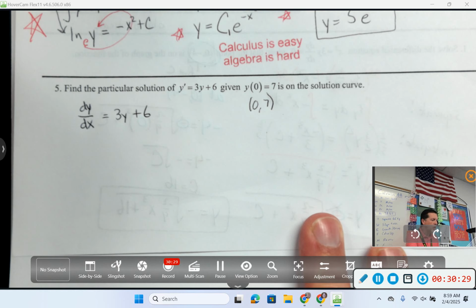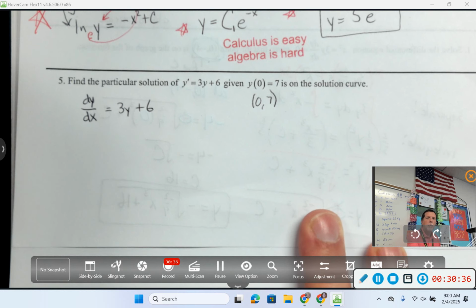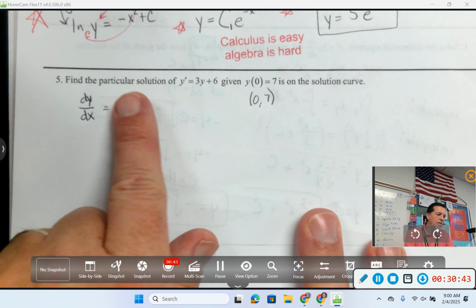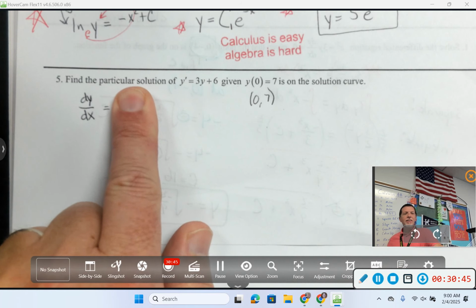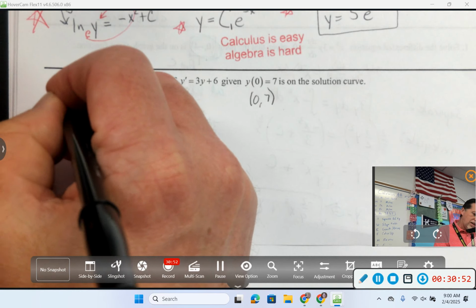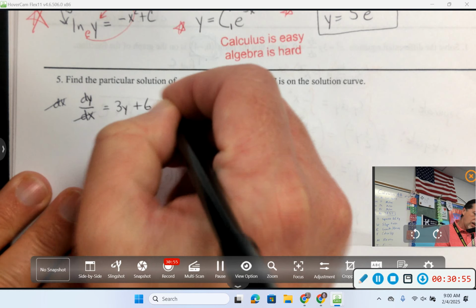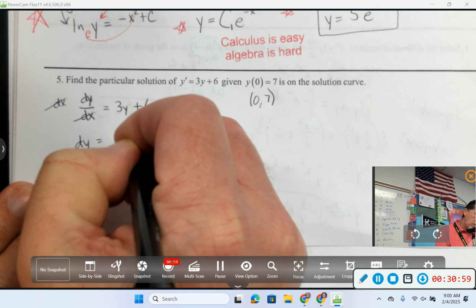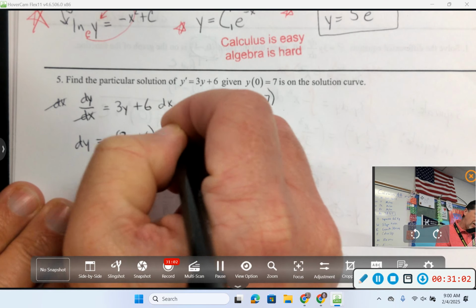Now I need to separate out the y's and x's. So how do you want to get y's and x's on different sides? I guess, you know what, how do you want to get dx off of dy? Let's do that side first, because I think that will help. Let's multiply by dx. So dy equals (3y plus 6) dx.